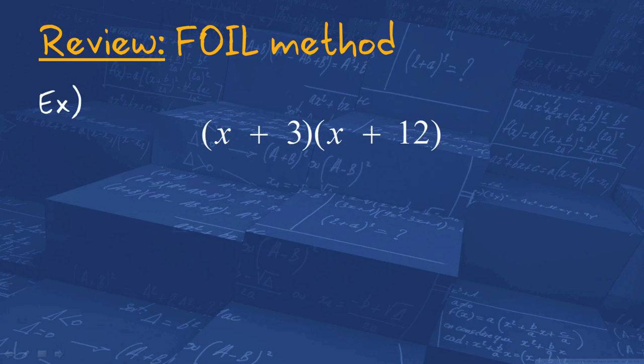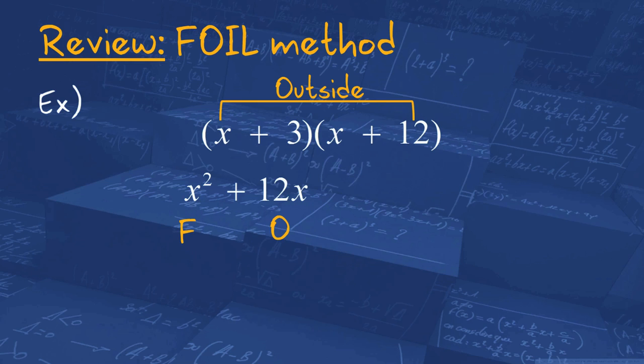Suppose we have the binomial x plus 3 times the binomial x plus 12. Well, first we multiply the first terms, x times x, and we get x squared, hence the F for first terms. Then the x gets multiplied by the 12. Those are considered the outside or outer terms. That gives us a 12x, O for the outside.